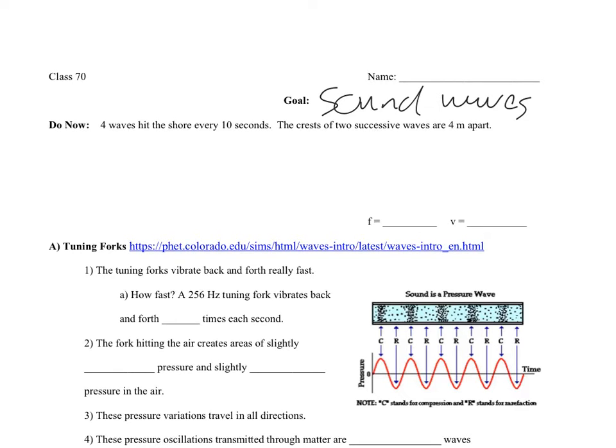4 waves hit the shore every 10 seconds. So right there, I know we can find the frequency. Frequency is number of oscillations or number of waves per amount of time. So our frequency is 0.4 hertz.